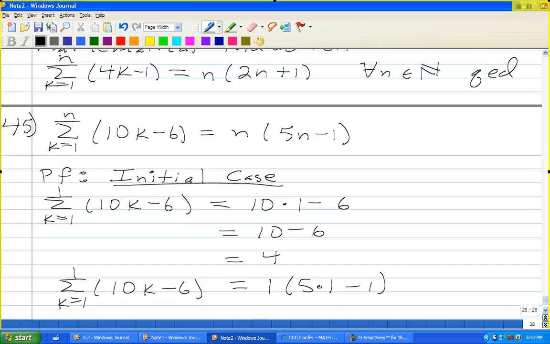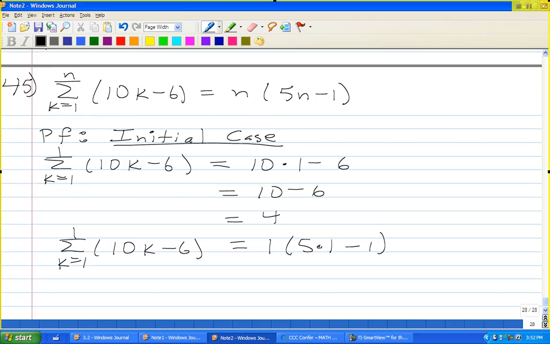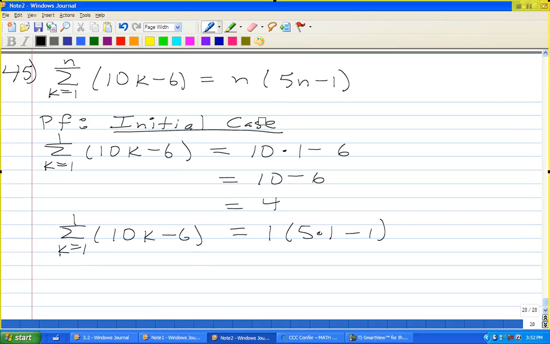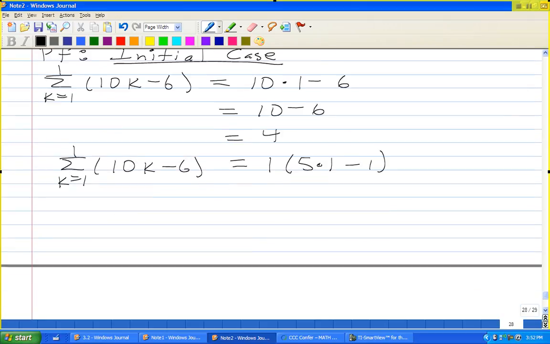Ah, yes. I'm sorry. I was like, wait, that didn't work. I did the wrong thing. So if we replace n here by 1, then I've shown that the formula worked. Okay. So now let's do the induction case.